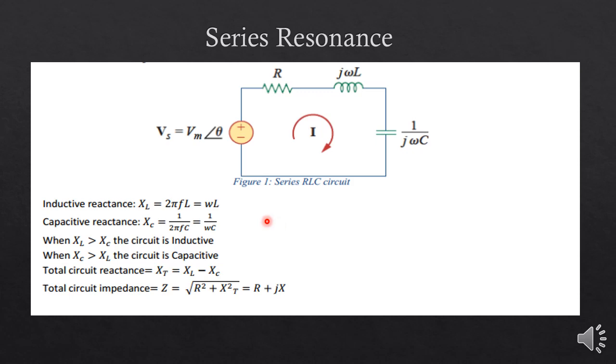In other words, when XL is greater than XC, the circuit behaves as inductive, and when XC is greater than XL, the circuit is capacitive. The total circuit reactance is equal to XL minus XC, and the formula for the circuit impedance is Z equal to R plus jX.